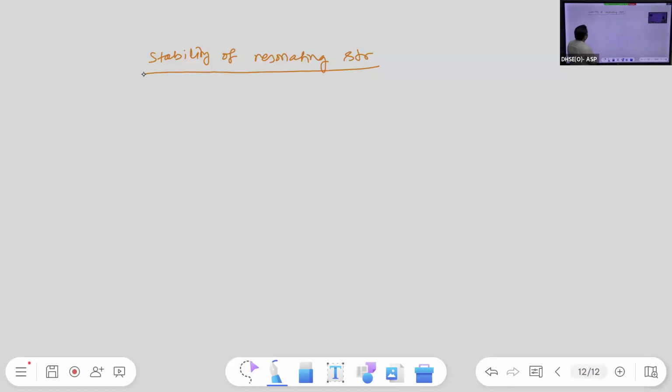After this, now, what is the stability of resonating structures? We know the resonating structures have comparable stability and comparable energy. Still, we can arrange the energy or stability of the resonating structures.